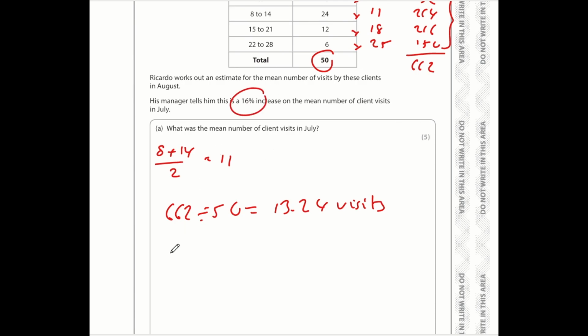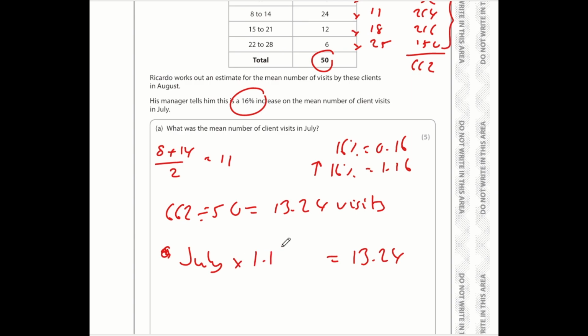Okay, so the July mean has been increased by 16%, and it's given us this new value of 13.24. So what's the multiplier for a 16% increase? Well, 16% as a decimal is 0.16, this figure here divided by 100. It's the decimal equivalent of 16%, and for a 16% increase, just add 1 to this figure, it would be 1.16. So the July figure was multiplied by 1.16 to give us this new value of 13.24.